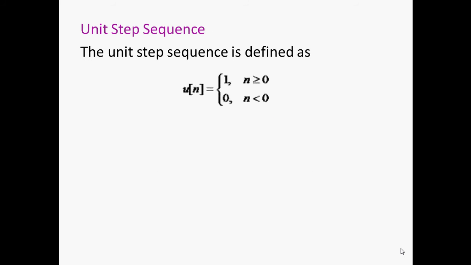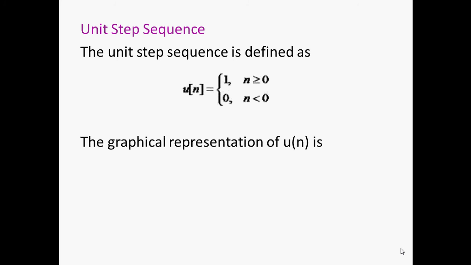Unit step sequence. The unit step sequence is defined as u of n equal to 1 for n greater than or equal to 0, and 0 for n less than 0. So the graphical representation of u of n is: when n is greater than or equal to 0, the value is 1. For n less than 0, for all other values, the value is 0.